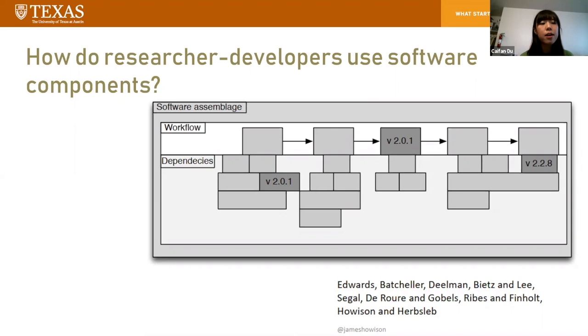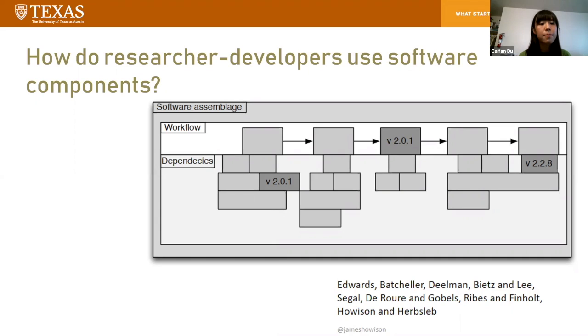So to illustrate it more, let's first think about how researcher developers use scientific software components. This diagram illustrates what we call a software assemblage. Think about a researcher developer. She wants to have a solution to a scientific problem, perhaps output some data or code to provide a solution to reach some scientific findings. And she picks and combines different scientific components.